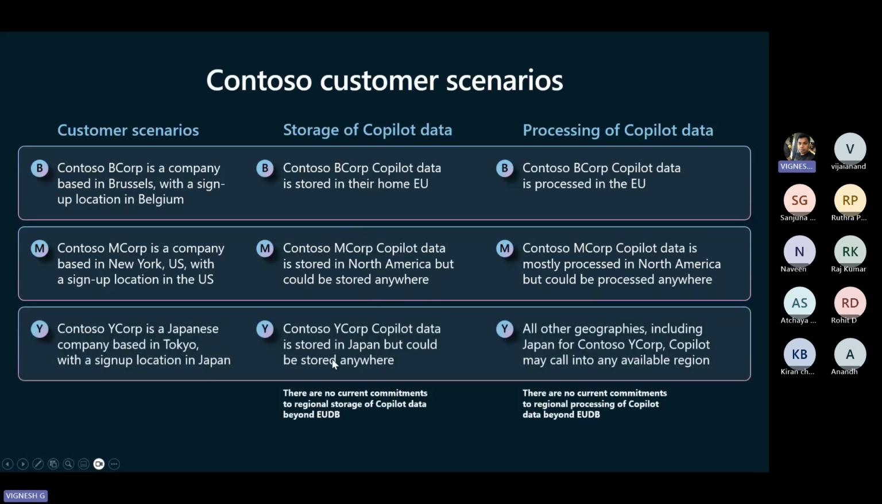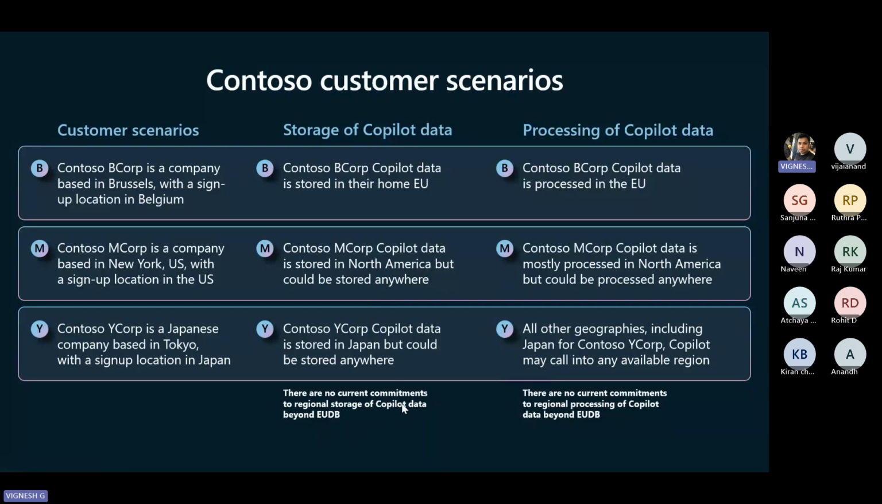And here's another scenario. Contessa Y Corp is a Japanese company based in Tokyo with a sign-up location in Japan. Contessa Y Corp's Copilot data is stored in Japan, but it could also be stored anywhere. In terms of processing, for all other geographies, including Japan, Copilot may call into any available region. So they're clearly saying that there are no current commitments to regional storage of Copilot data beyond the EU Data Boundary. If you're within the EU, then everything happens within the EU. But if not, it's possible that your Copilot data could be stored in a different geographic location, and even the processing could be done elsewhere.